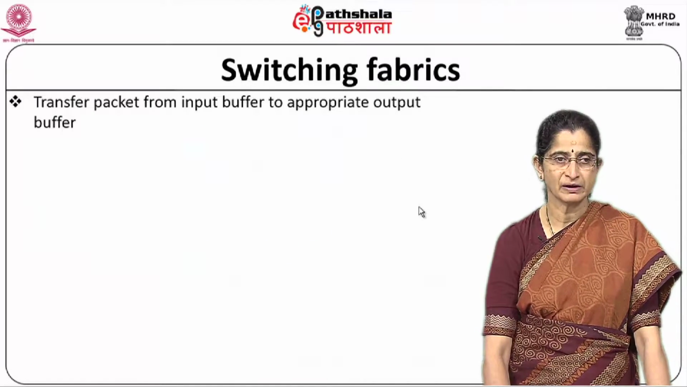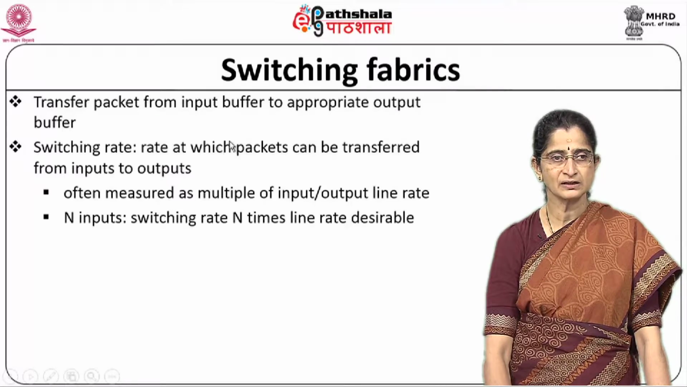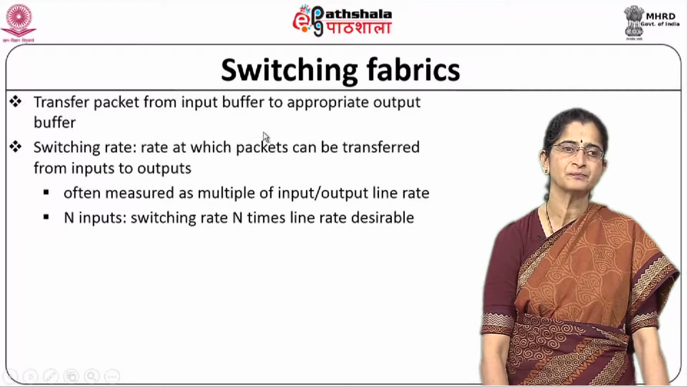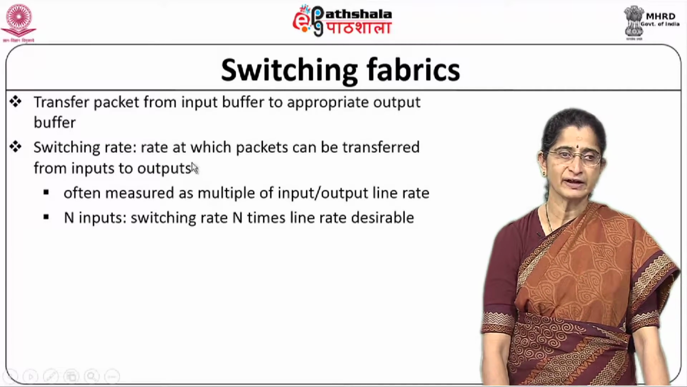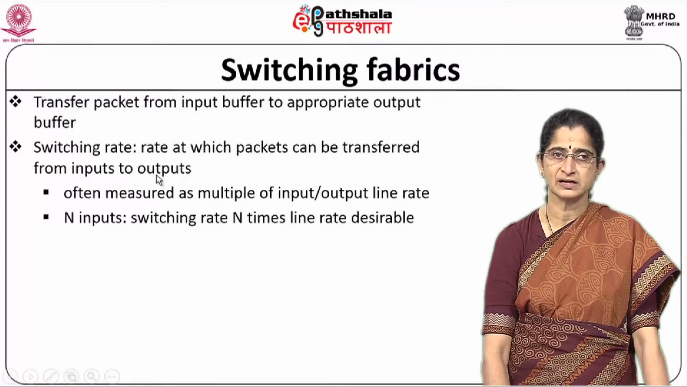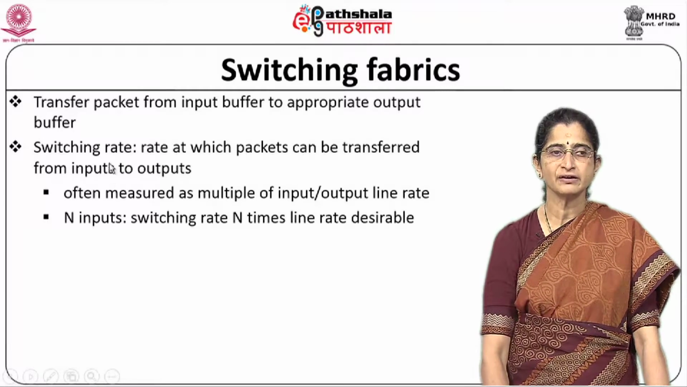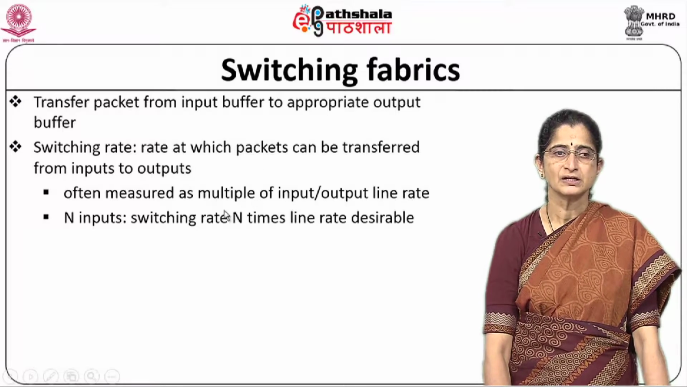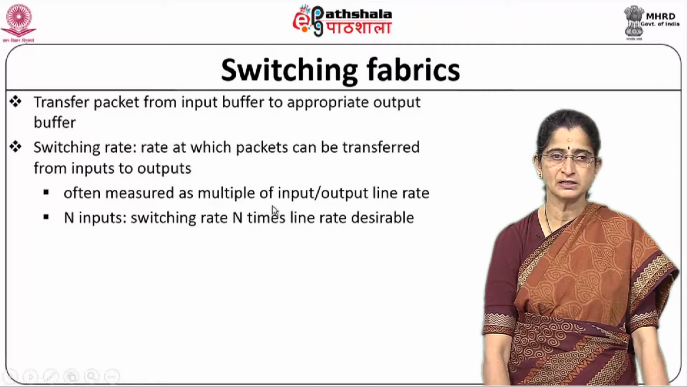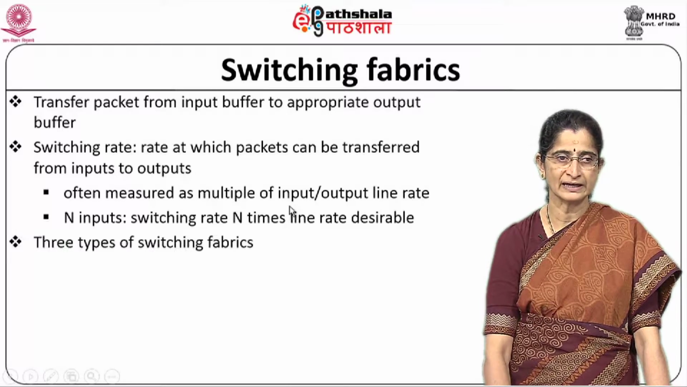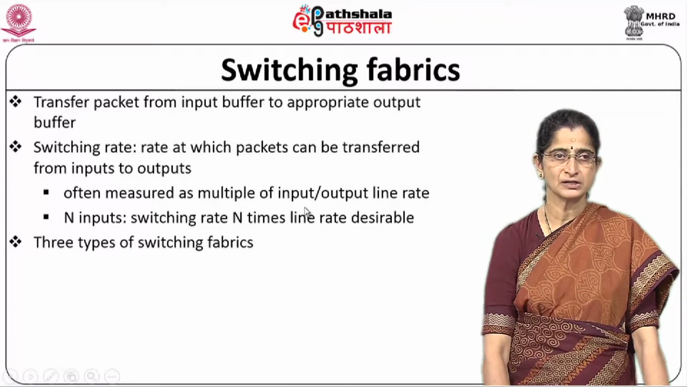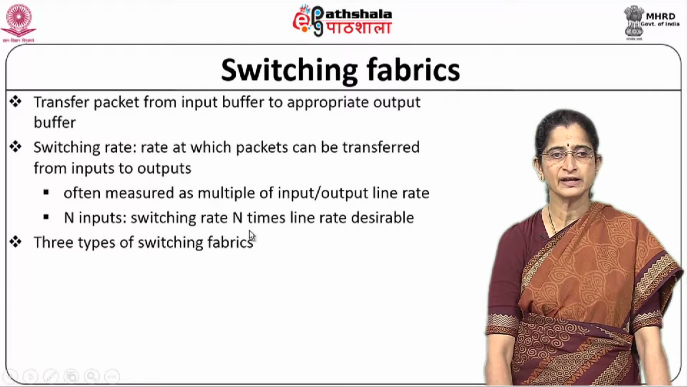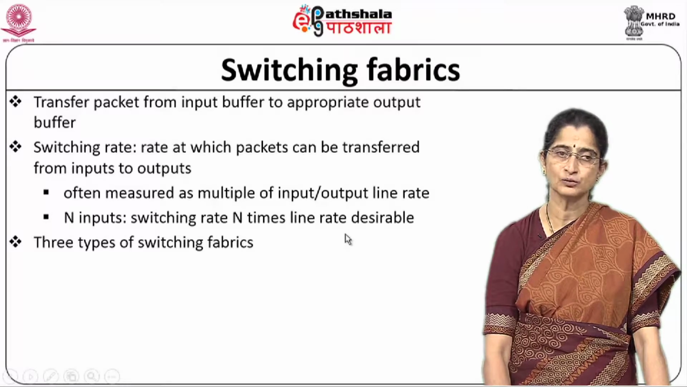Next we look at the switching fabrics. Switching fabrics are the ones that are used to transfer packets from the input buffer to the appropriate output buffer. The switching rate is the rate at which the packets can be transferred from input to output, and it is normally determined by the type of switching fabric that we have. It is often measured as a multiple of the input/output line rate. If there are n inputs, then the switching rate should be n times the line rate. That would be the desirable rate.